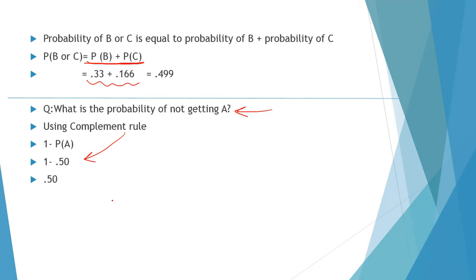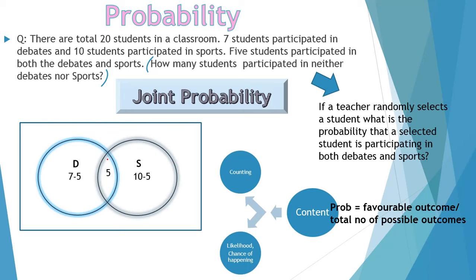Our last lecture was based on overlapping events. We started our intro of probability with this slide. This is the example of joint probability. In joint probability, the events are happening together.